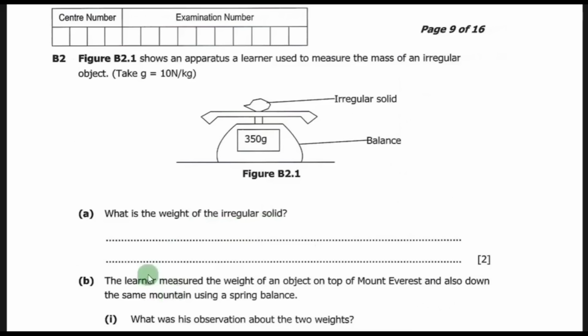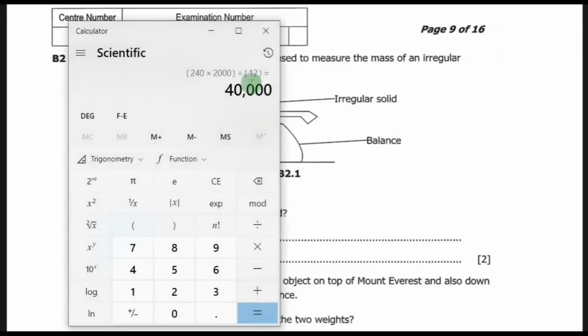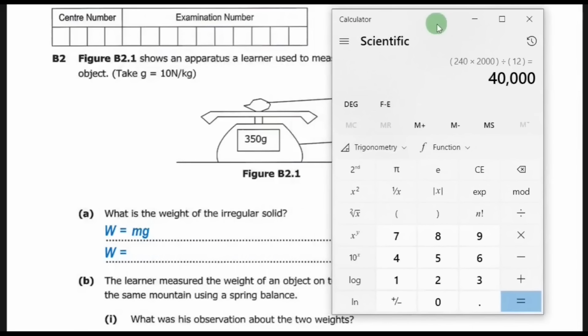So weight is given by mass times g, acceleration due to gravity. So weight is going to be equal to mass, which is 350. So 350 is in grams. Mass is always measured in kg as its SI unit. So this 350, convert it into kg. How do you do it?